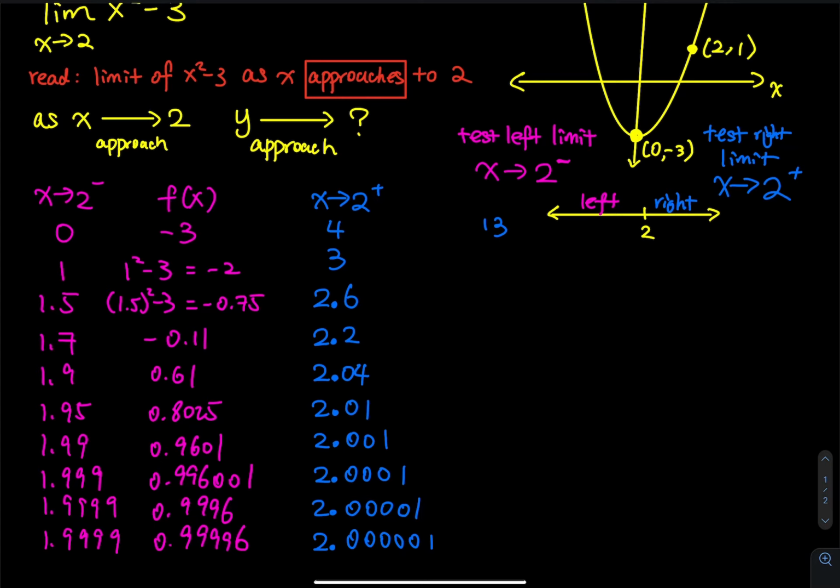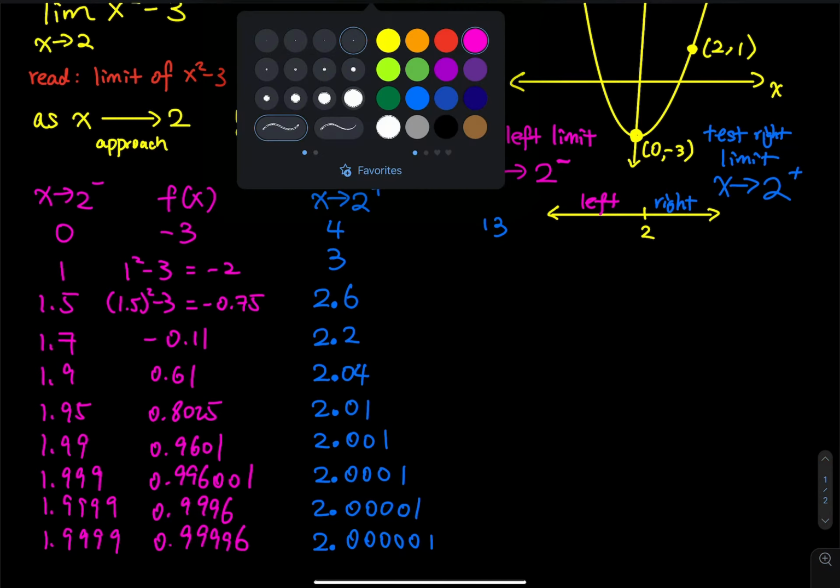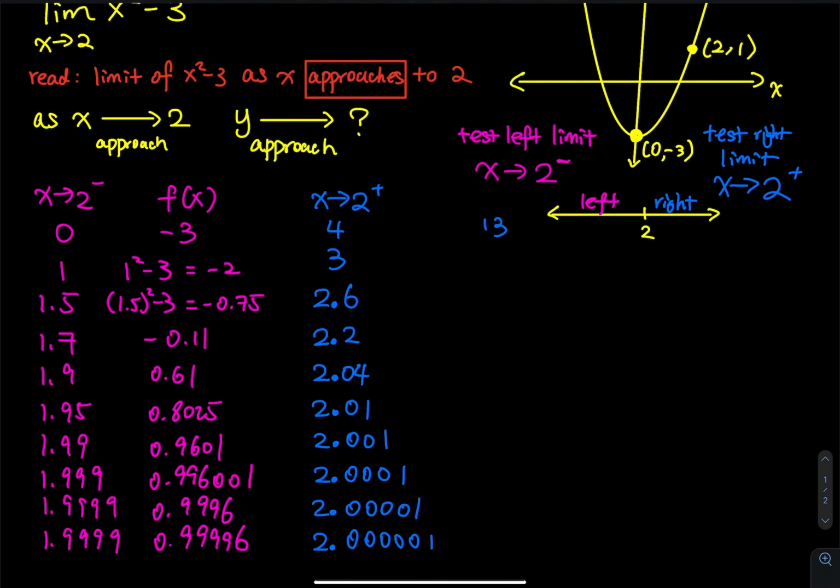Okay, the right limit. As x approaches 2 from the right, I started at 4, and then eventually I'm getting closer and closer to 2 from the right-hand side. So let's match the color. For 4, this is 4 squared minus 3, which is equal to 13. And then for 3, we have 3 squared minus 3, that is 9 minus 3, equal to 6, and then we have 2.6 squared minus 3, which is equal to 3.76.